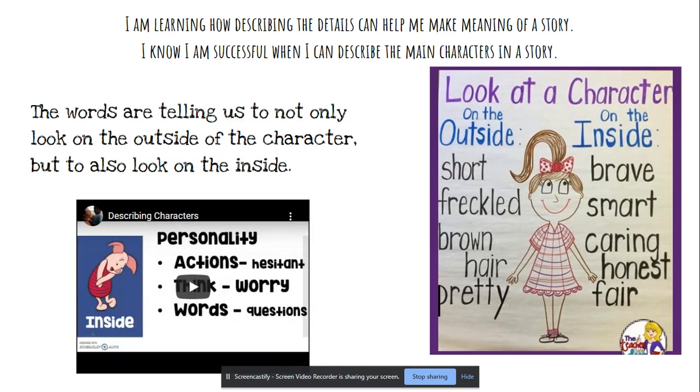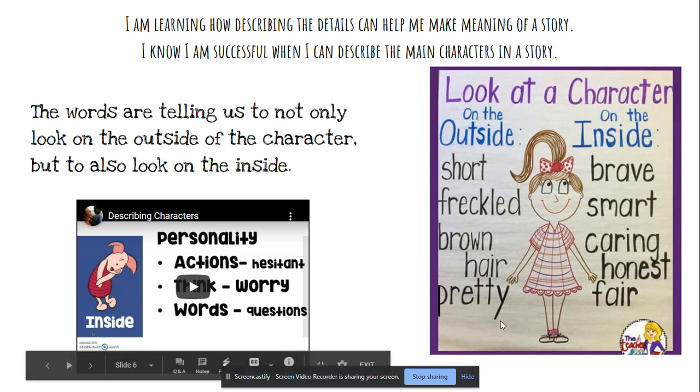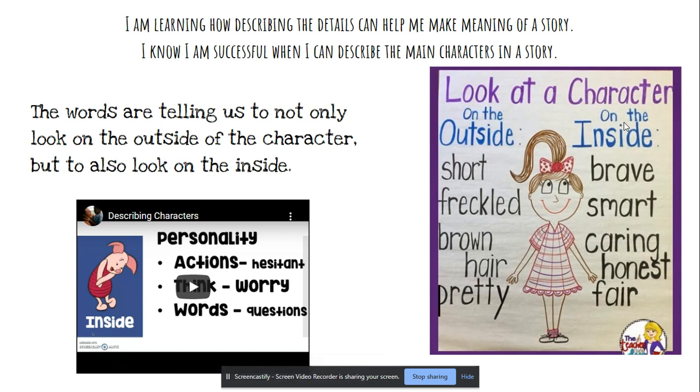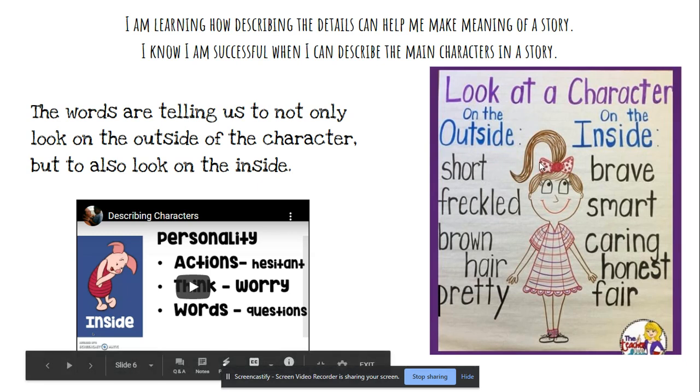So when we look at this poster over here, it says, look at the character on the outside. And it described the character, how she looks on the outside. She's short, she has freckles, brown hair, and she's pretty. But then we also need to describe the character on the inside. On the inside, she's brave, smart, caring, honest, and she's fair. We never would have been able to tell that if we had only thought about what she looks like.